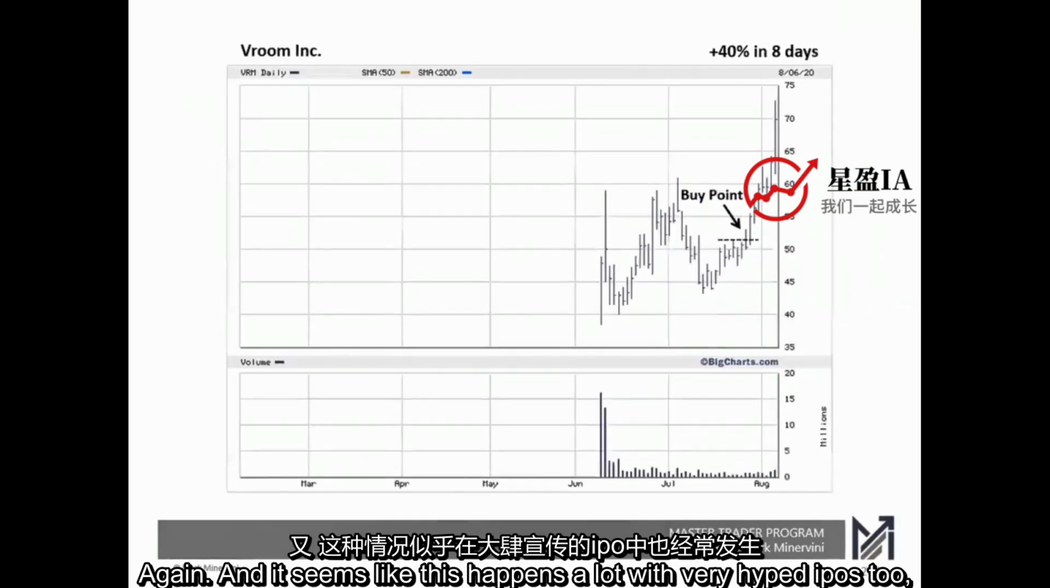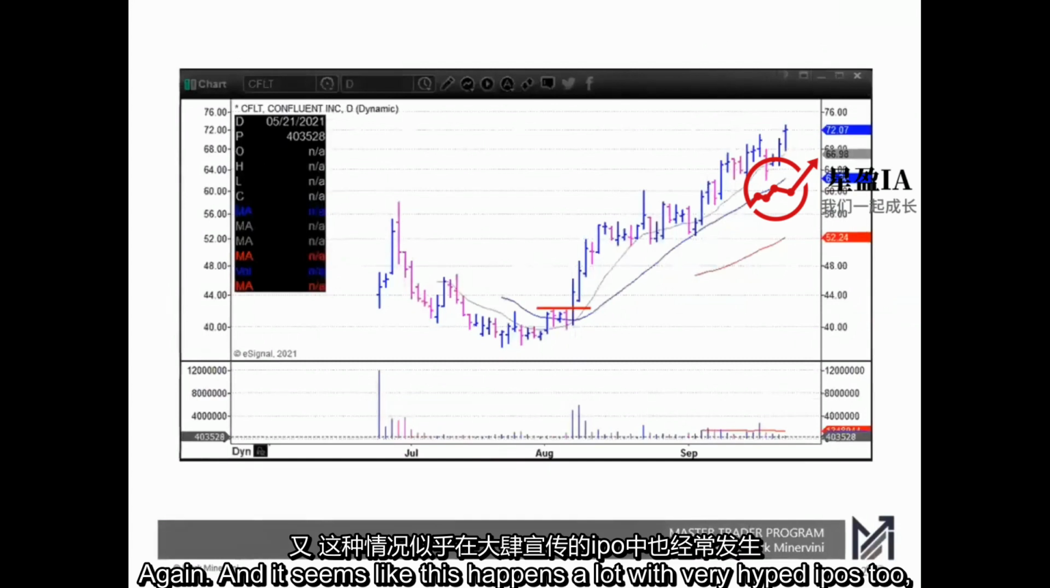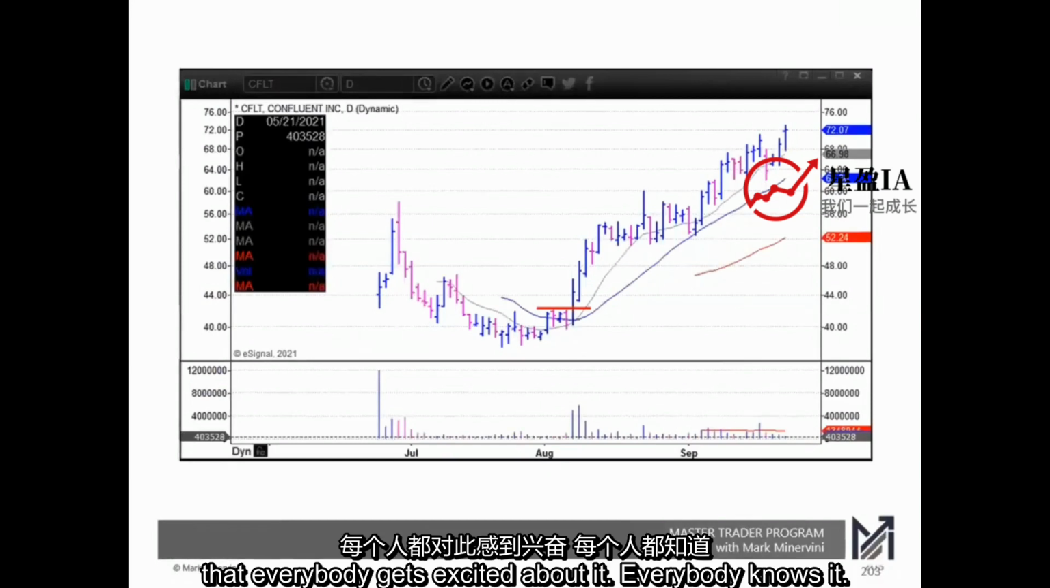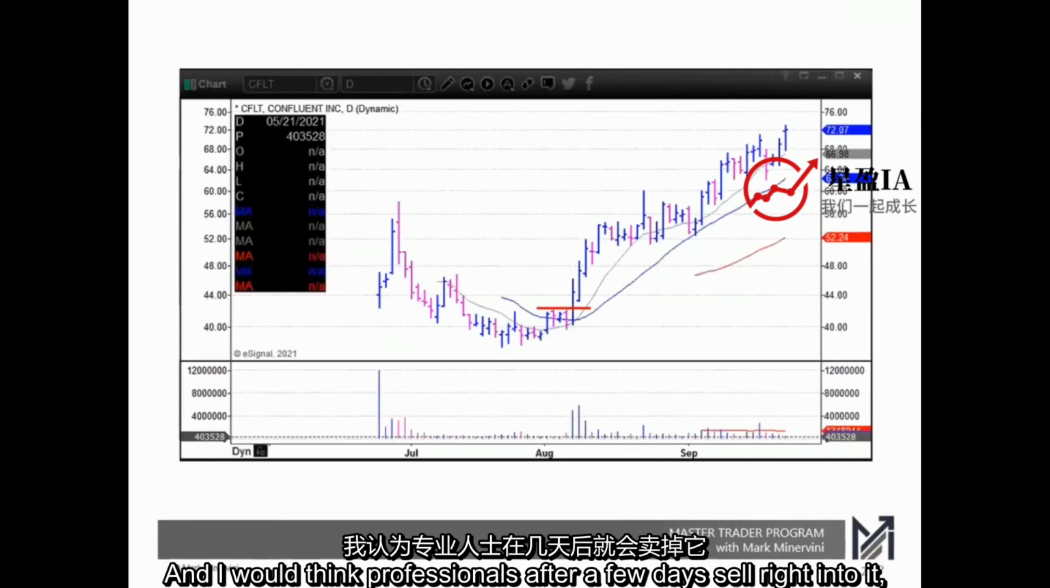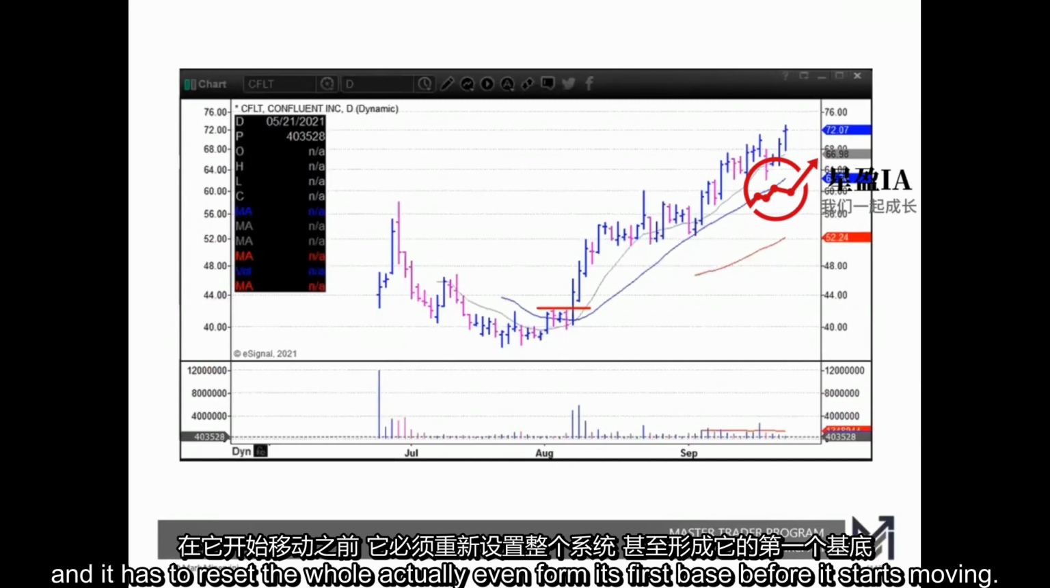Yeah, and it seems like this happens a lot with very hyped IPOs too. Everybody gets excited about it, everybody knows it, and I would think professionals after a few days sell right into it, and it has to reset the whole, to actually even form its first base before it starts moving.